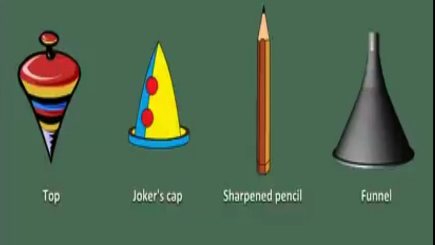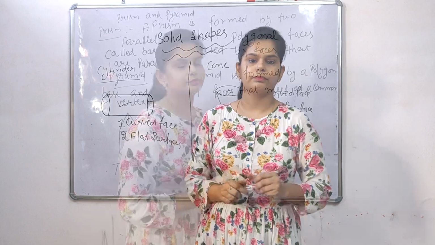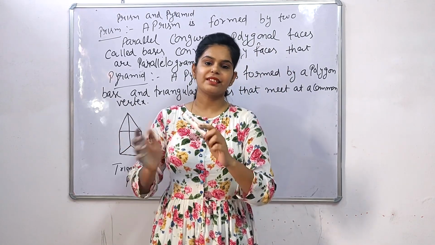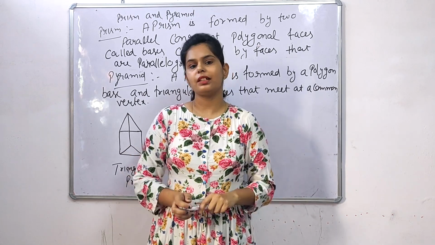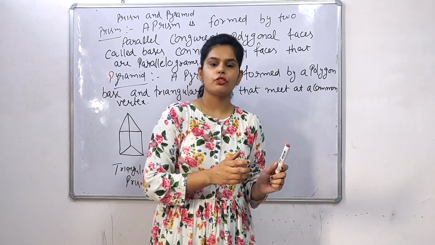Look at this example. These all are examples of cone. Yes, next is prism and pyramid. So what is prism and pyramid and what is the difference between these shapes?